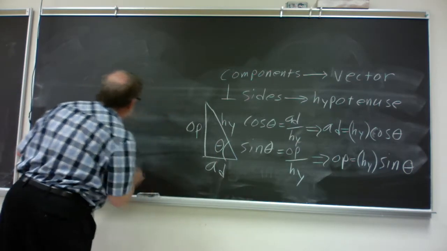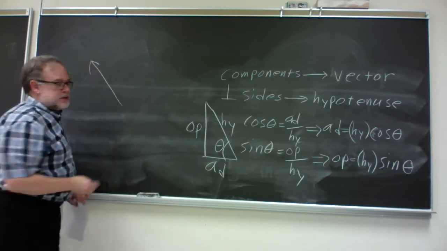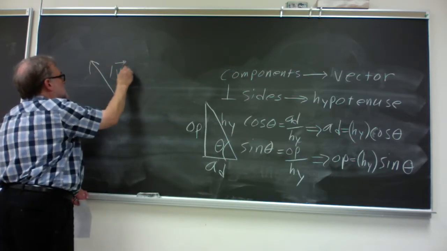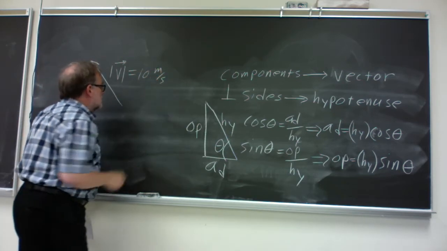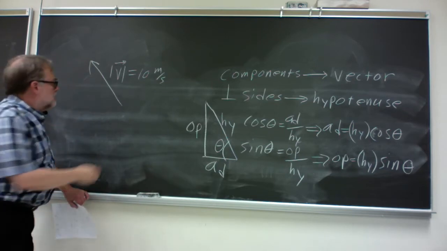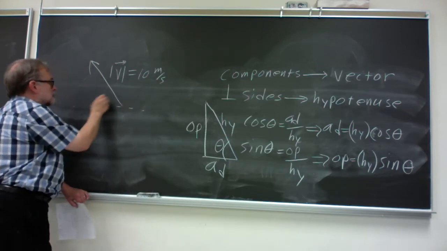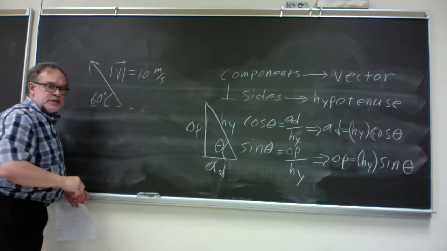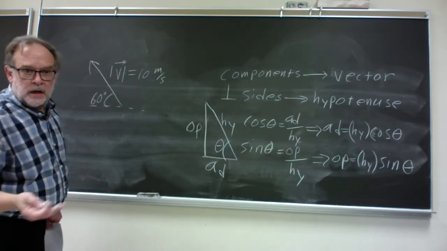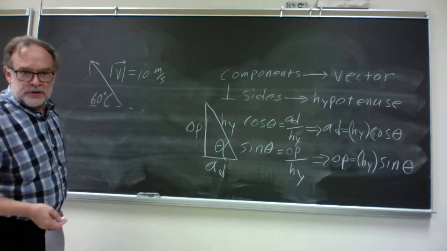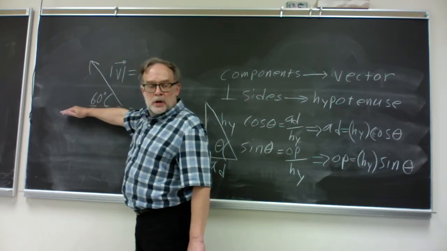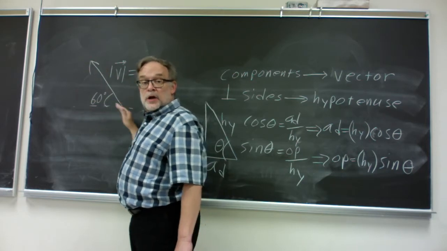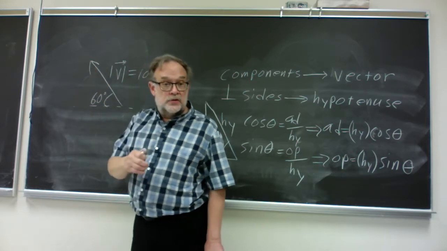Let's say we have a velocity vector that points this way, and the magnitude of that velocity vector, the speed that it corresponds to, is 10 meters per second. And let's say that this velocity vector is pointing 60 degrees away from a horizontal line. That is, if you point in this way and then rotate 60 degrees clockwise, you're now pointing in the direction of the velocity vector.